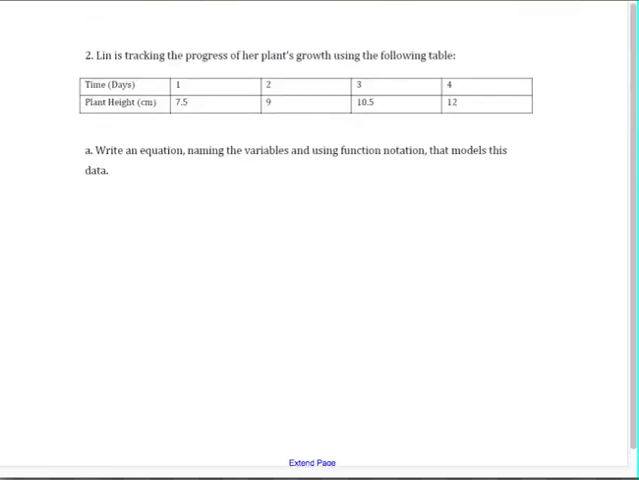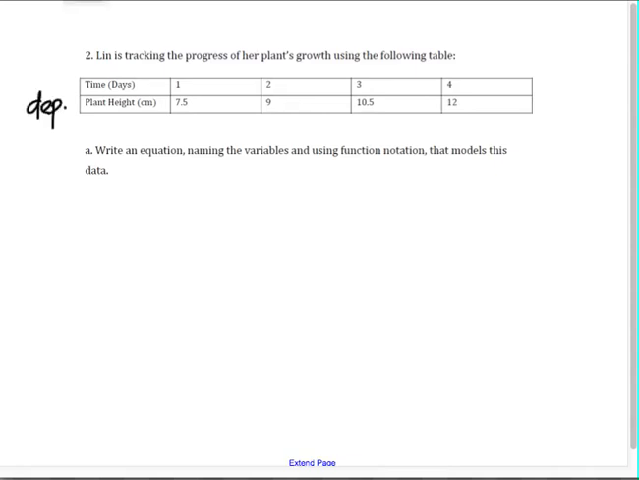Okay, next question. Lynn is tracking the progress of her plant growth using the following table. I'm not going to go into as much detail on independent and dependent this time around. I'm just going to identify the independent and dependent variables, name them, and then give you the function. Does time depend on my plant height, or does my plant height depend on time? The plant is growing over time. It depends on how much time has passed. So therefore, the plant height is the dependent variable.